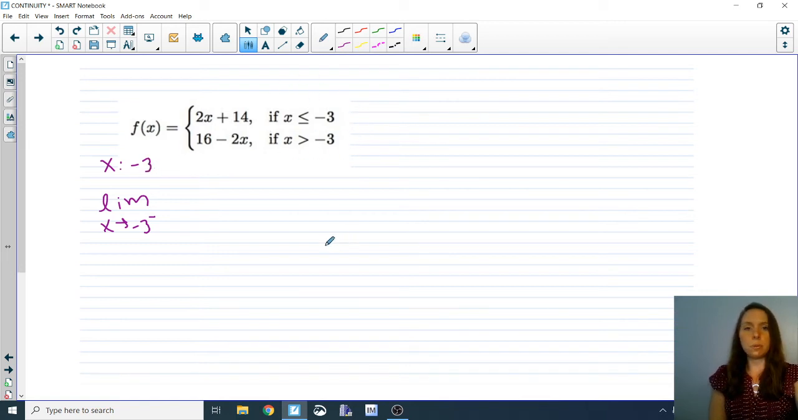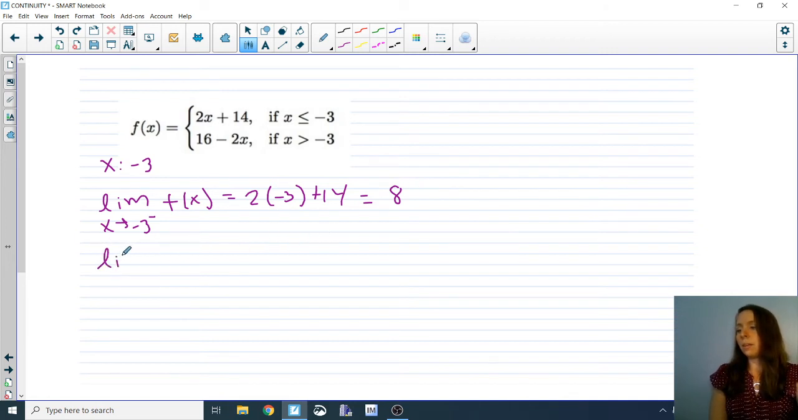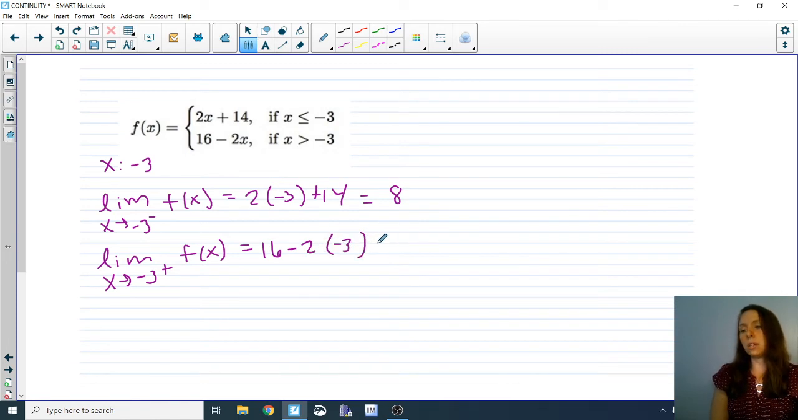-3 is the point that we are in particular concerned with here, because that's the boundary point of the piecewise function. So the limit as x approaches -3 from the left of f of x would be found by subbing -3 into the left-hand piece. 2 times -3 plus 14 is equal to what? 8? I think that's good. Set up your right-hand limit. For the right-hand limit, you're going to use the greater than piece. So sub -3 into 16 minus 2x. 16 minus 2 times -3. What's that? Let's see. That's 16 plus 6, so 22.